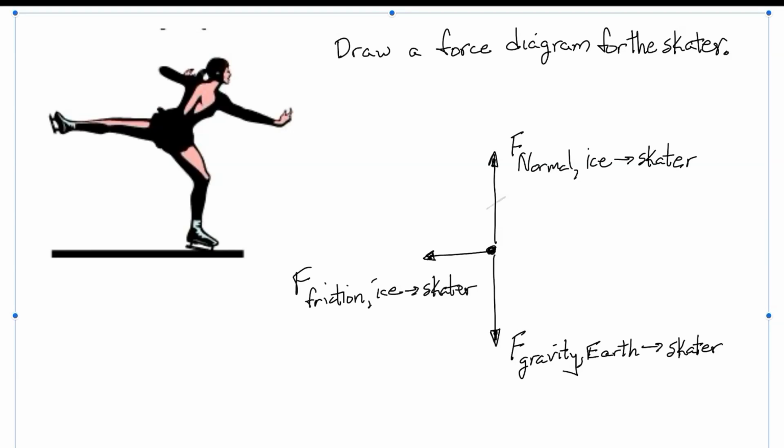The last thing we need to do is look for forces that are balancing each other and put slash marks on them. And in this case, we have the normal force and gravity force balancing each other. And we know that because the ice skater is not speeding down to the center of the Earth, nor is the ice skater speeding up into the air.